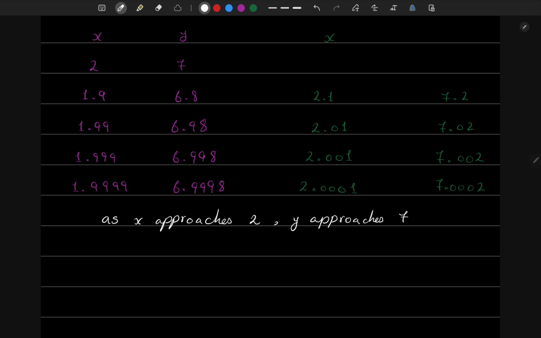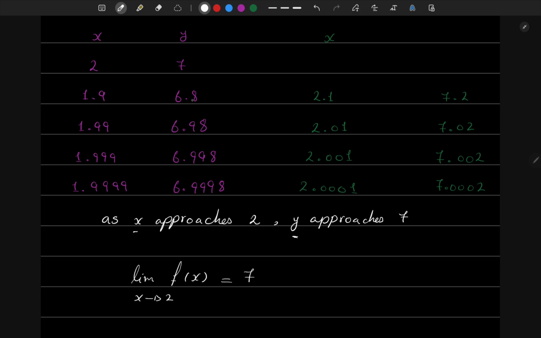And this is the basic concept of limits. When we use limits, what we're trying to do is to find the value for y when x approaches a certain value. And we write it, the limit of f of x when x approaches 2 equals 7.